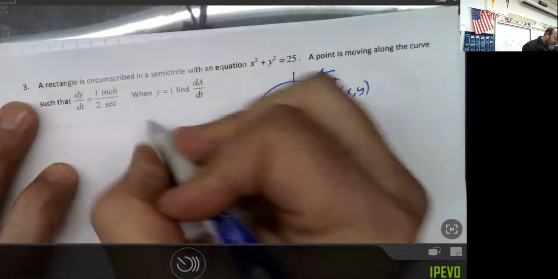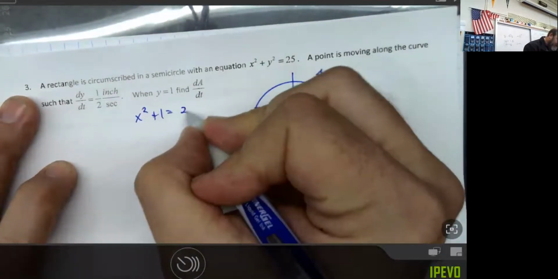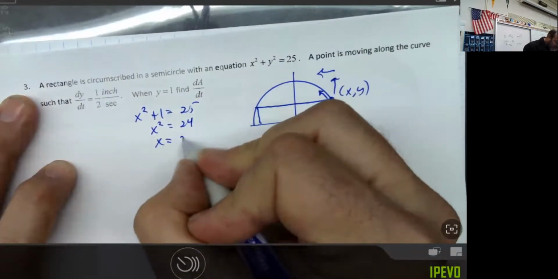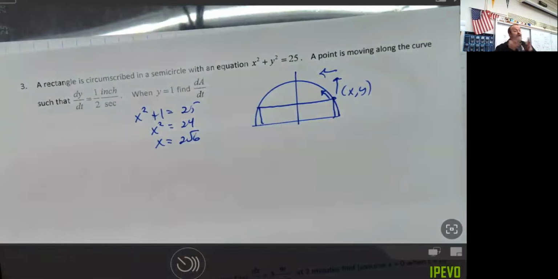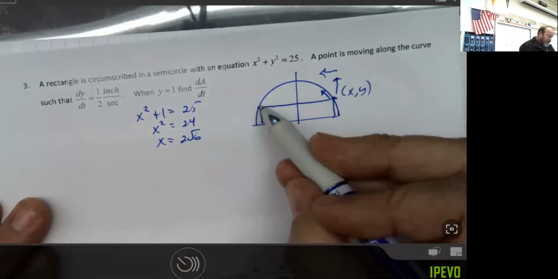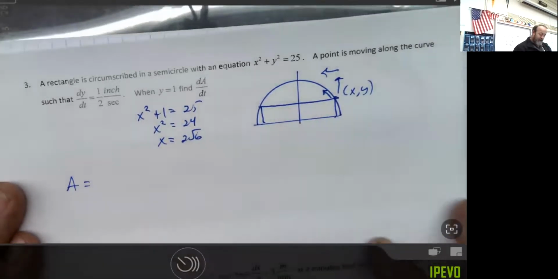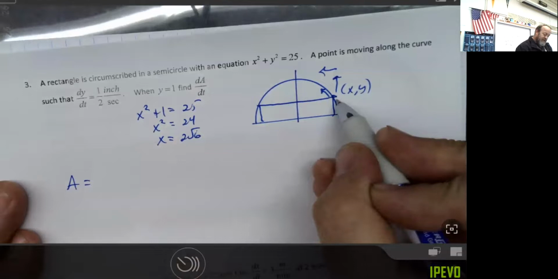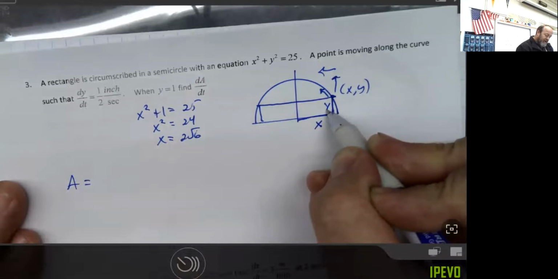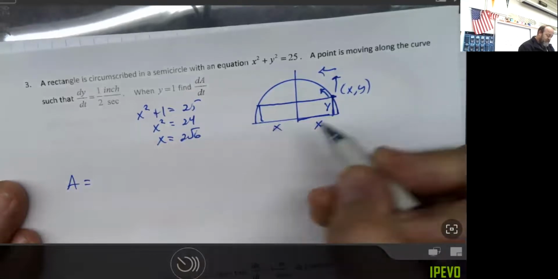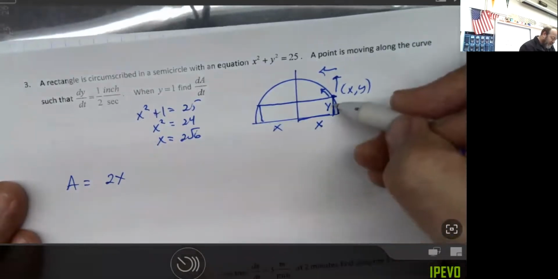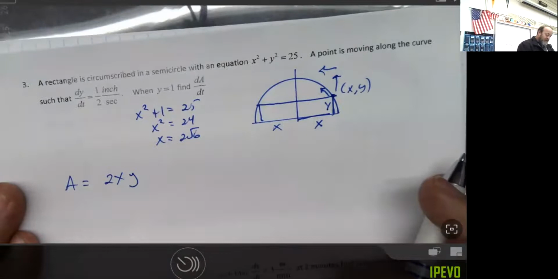If y is 1, then x squared plus 1 is 25, or x squared is 24, or we could say x is 2 roots of 6 at that plus. By the way, plus or minus 2 roots of 6, because there's one on this side, but also one on that side. Now, it actually is asking me a little bit about the area. So keep in mind, if that coordinate is x, then from here to here is x, from here to here is y, but that means this part is also x. So the area would be a rectangle that is 2x long by y tall. So again, that's pretty good.